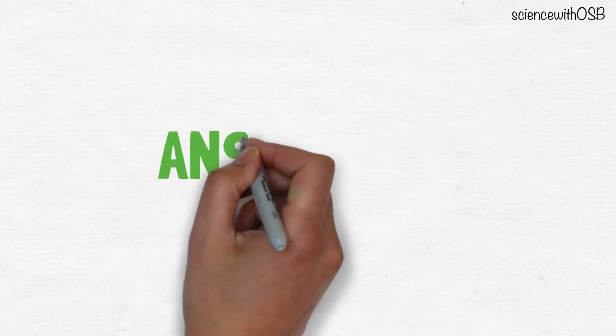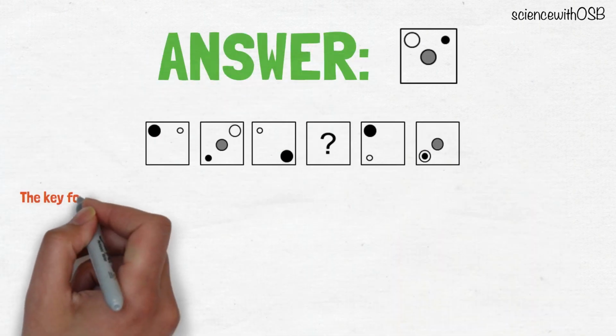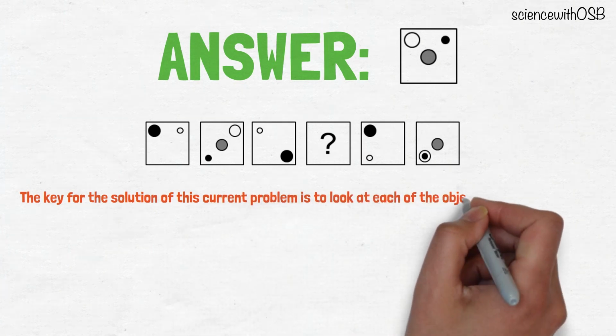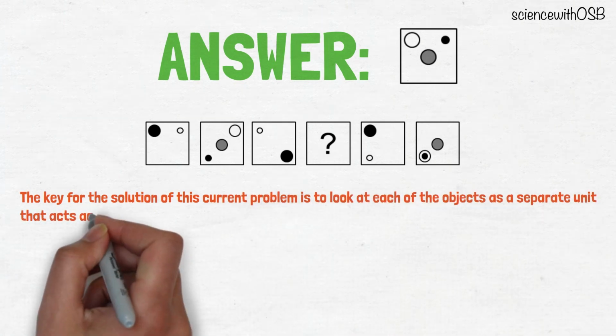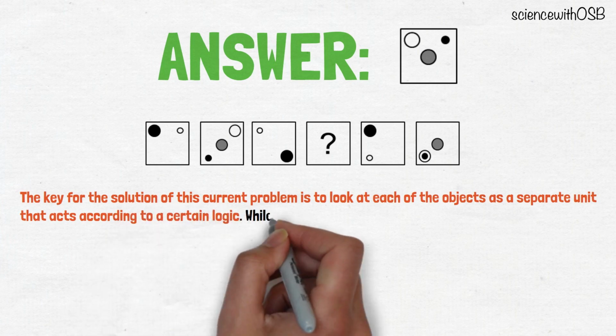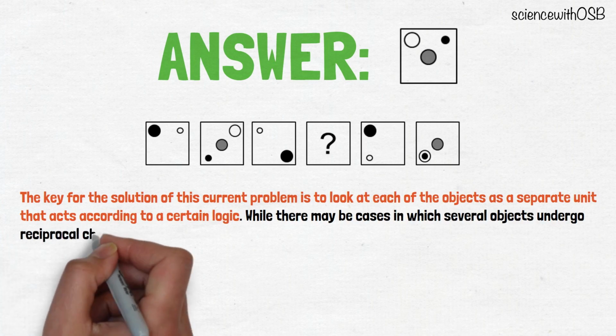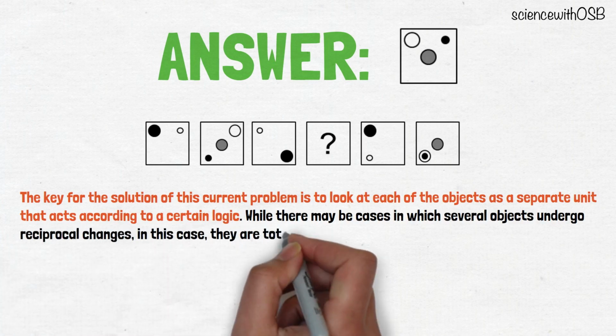The correct answer is option 3. The key for the solution of this current problem is to look at each of the objects as a separate unit that acts according to a certain logic. While there may be cases in which several objects undergo reciprocal changes, in this case they are totally separate.